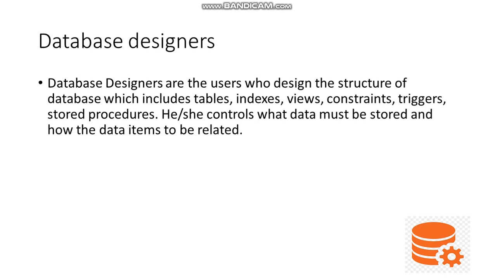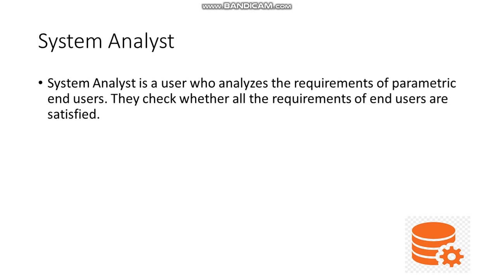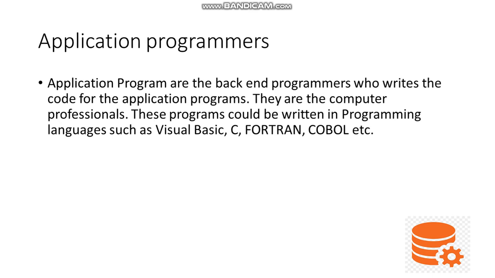This is database administrator. Next is database designer. Database designer means the one who designs your database, who structures your database, who will say what tables are there, what indexes are there, what constraints we are going to use. Okay, all this is done by the database designer. So he or she controls what data must be stored and how the data items are to be related. Next is system analyst. System analyst is a user who analyzes the requirements of parametric end users. They check whether all the requirements of end users are satisfied or not.